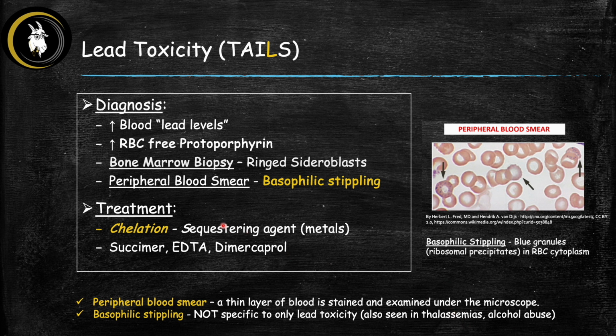And then finally, the treatment for lead toxicity is chelation. So lead is a heavy metal, and whenever we want to remove heavy metals, we give sequestering agents that bind those metals and eliminate them from the body, and this is known as chelation. And the common chelators used for this are succimer, EDTA, and dimercaprol.